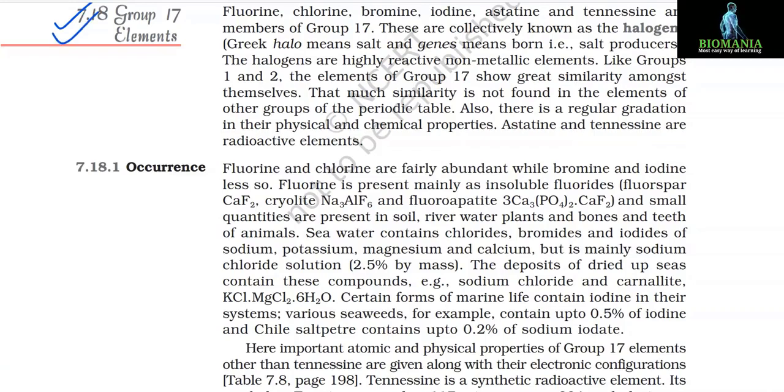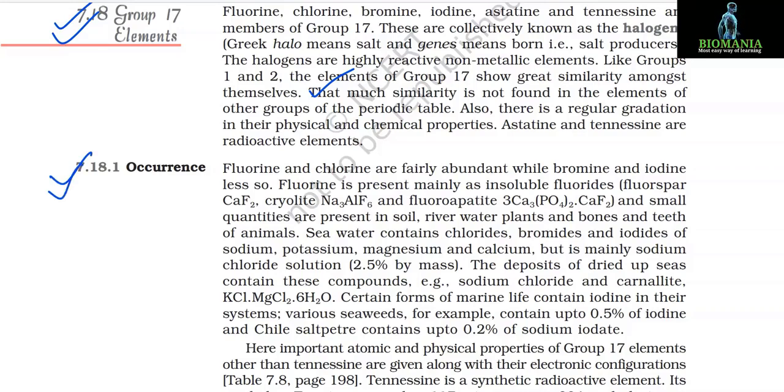7.18 Group 17 elements. Fluorine, chlorine, bromine, iodine, astatine and tennessine are members of group 17. These are collectively known as the halogens. Greek halo means salt and gens means born, that is, salt producers. The halogens are highly reactive non-metallic elements like groups 1 and 2. The elements of group 17 show great similarity amongst themselves. That much similarity is not found in the elements of other groups of the periodic table. Also, there is a regular gradation in their physical and chemical properties. Astatine and tennessine are radioactive elements.